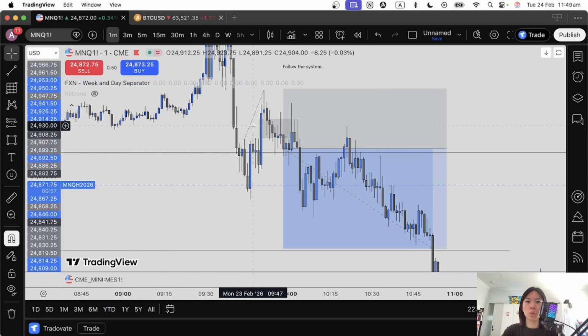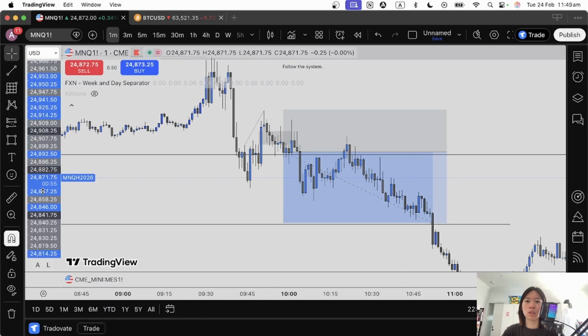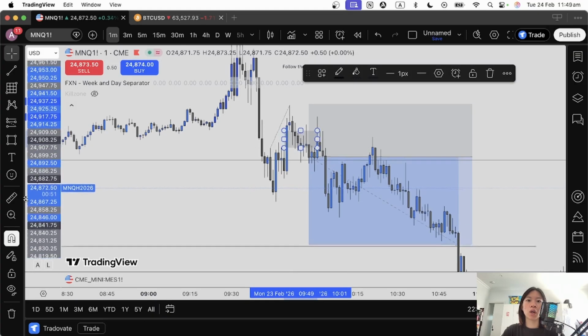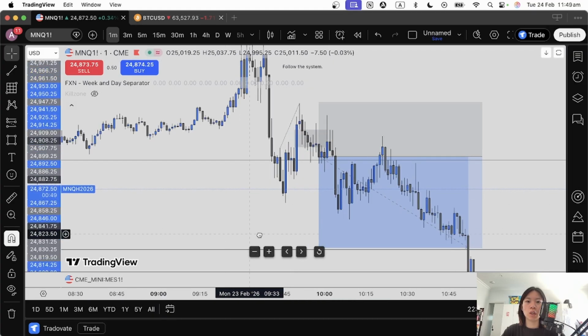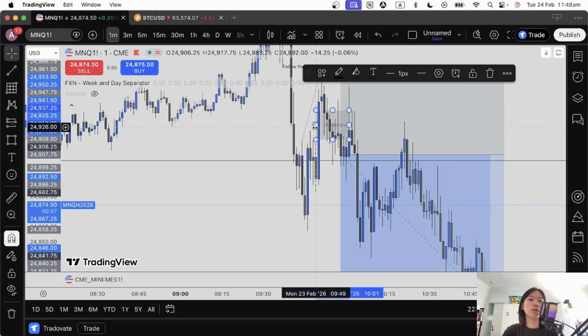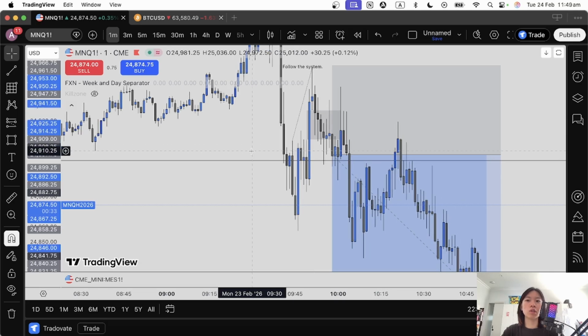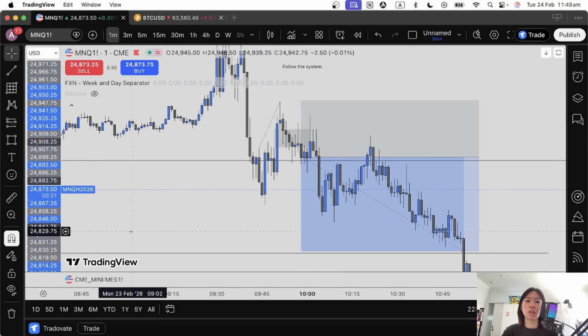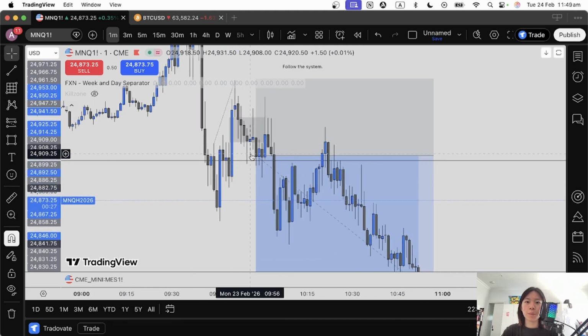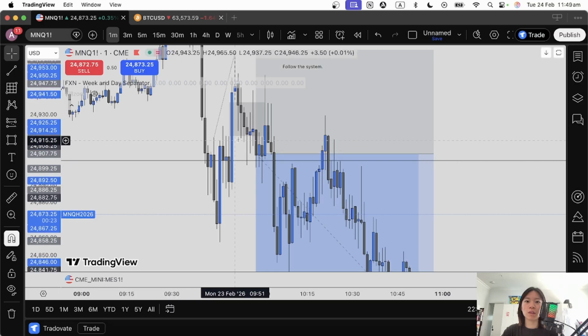So we have this SMT right here that got put in, and we also have this H1 inverse fair value gap. So I waited for price to close below, and you can see that we failed to close below multiple times. There's like 3 candles right here where we failed to close below this 1 minute inverse fair value gap, and that's why initially I actually just wanted to log off, because it just wasn't really showing the best price action.